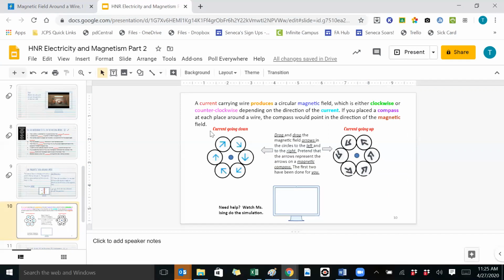So again, this shows clockwise pattern, counterclockwise pattern. So we see that the magnetic field around a current carrying wire is going to be circular.